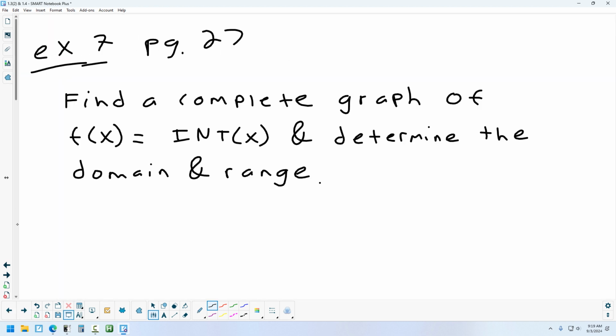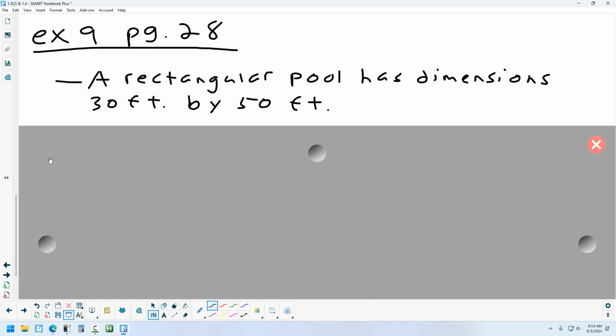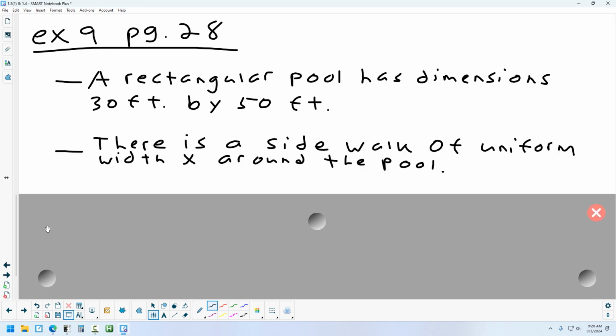All right, let's try this one. So we're going to do a few different kinds of problems involving rectangles. Area and perimeter formulas might come up. I think this one, area, is definitely going to come up. It says we have a pool that has dimensions 30 by 50. And we're going to put a sidewalk all the way around the pool. And the sidewalk is going to be the same width, all the way around.